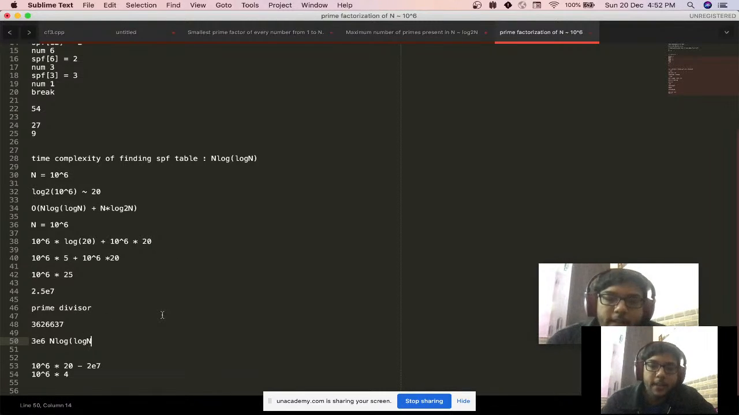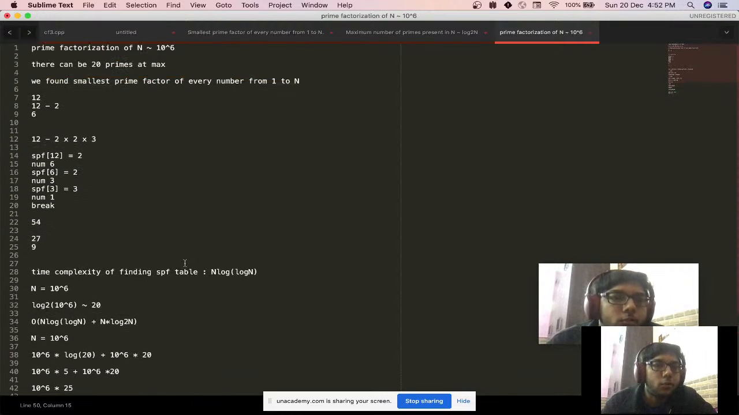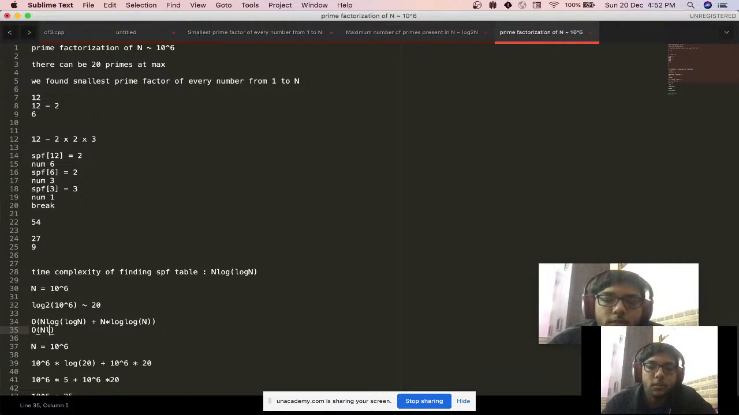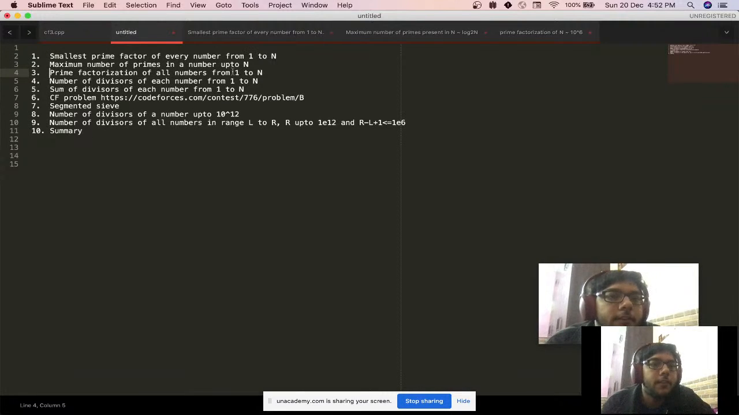So looks like the complexity is still n log n only. Earlier we were saying that the complexity is n log n plus n log n plus n log n, but this is still n log n only. So n log n plus n log n, that's n log n. So n log n we have. Cool. So yeah, this was about, how much did we cover? We talked about smallest prime factors.